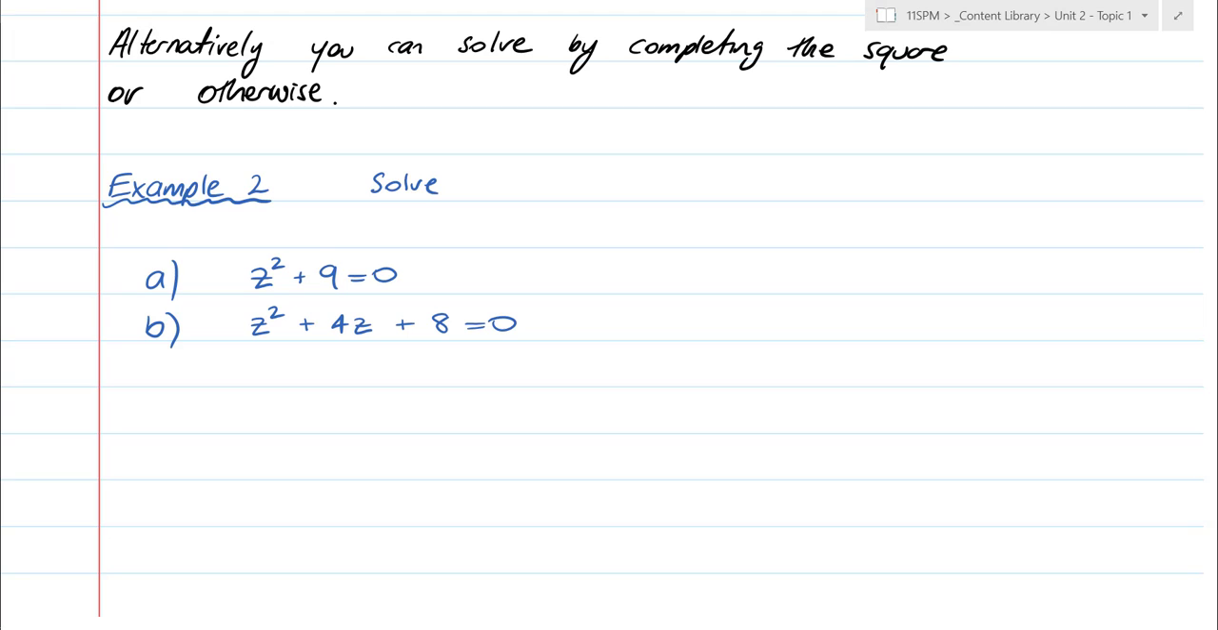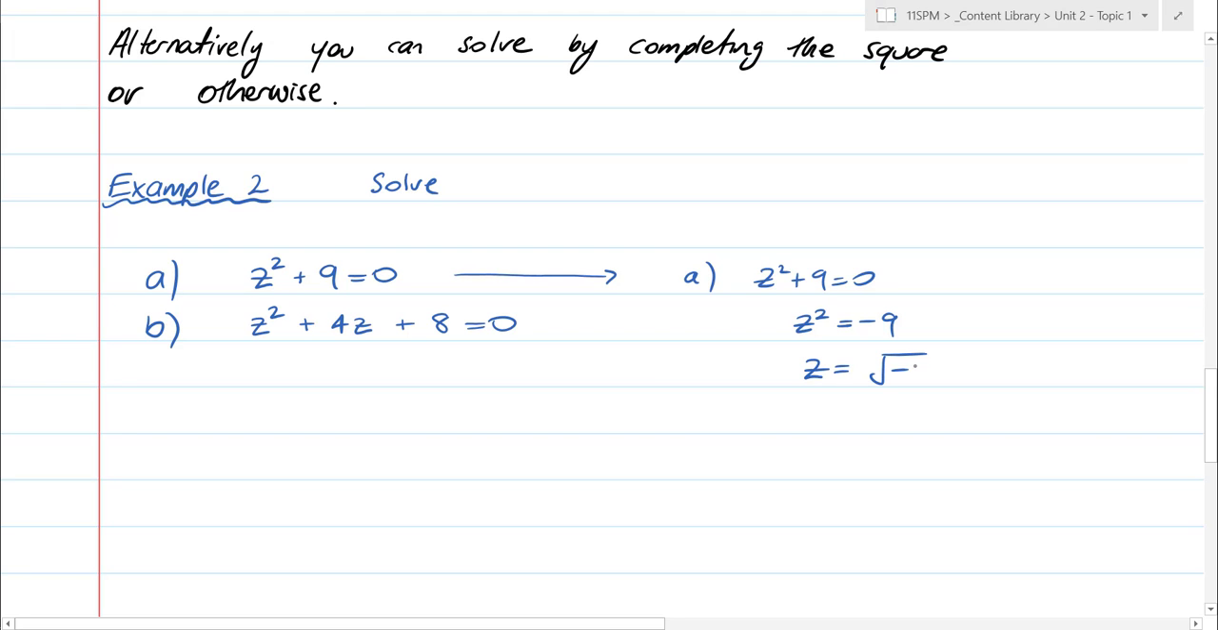First of all, question A does not have a linear term. It has a quadratic term and a constant term, doesn't have a linear term, and it leads to this. A, z squared plus 9 equals 0, z squared equals negative 9, z equals the square root of negative 9 plus or minus, and that equals plus or minus 3i. No linear term, it's actually really easy. So just keep that in mind. Look for those little tricks.